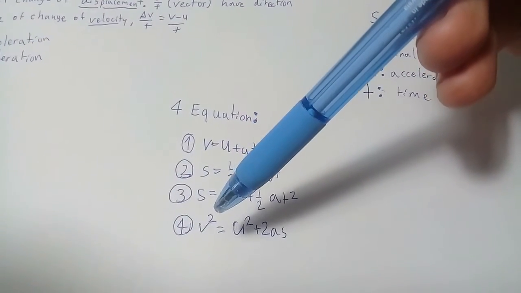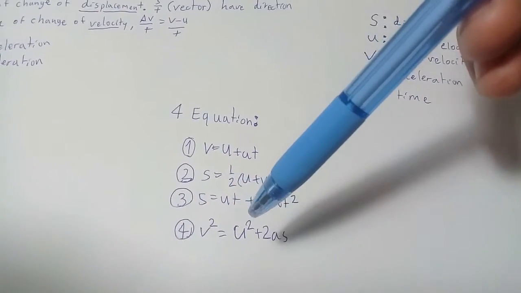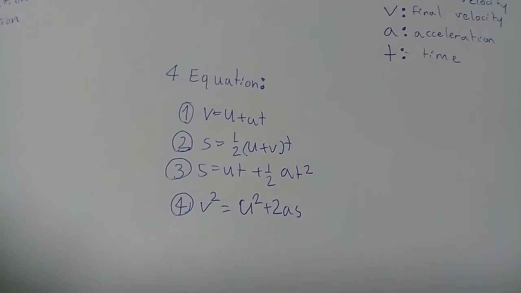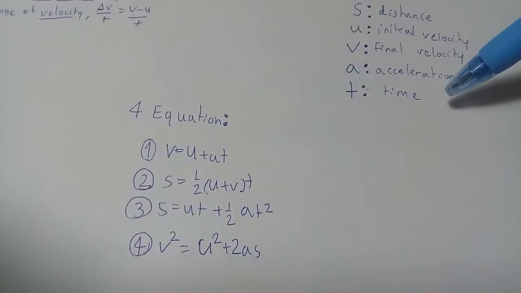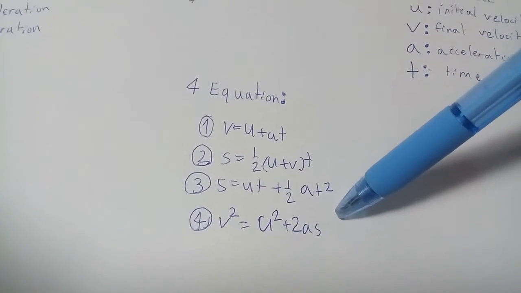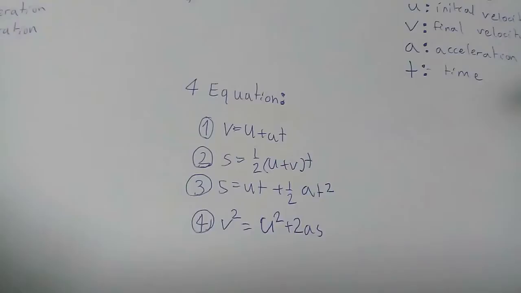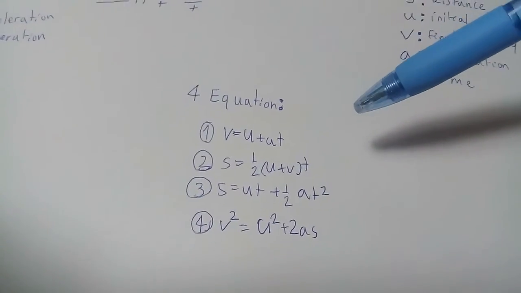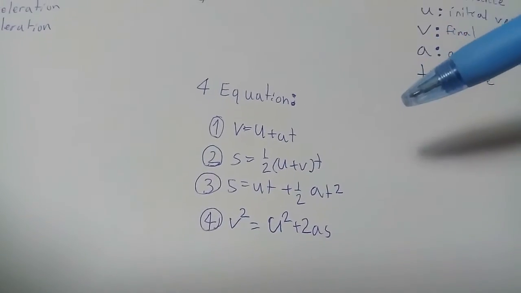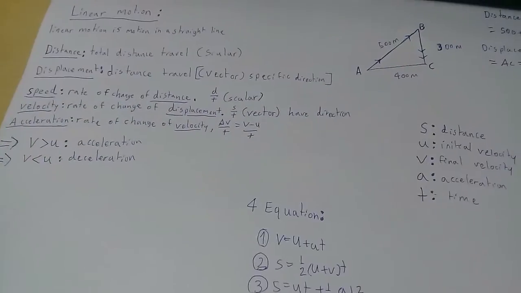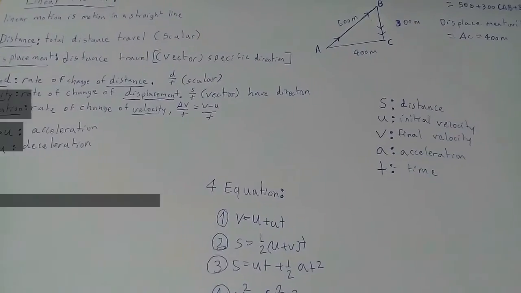Fourth, v squared equals u squared plus 2as. We use this one when the time is not given. As you can see, there's no time needed for this equation. So these four equations have different uses for what you are given and what you want to find. So that's going to be it for linear motion. Thank you.